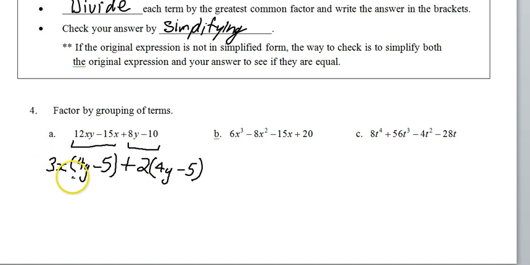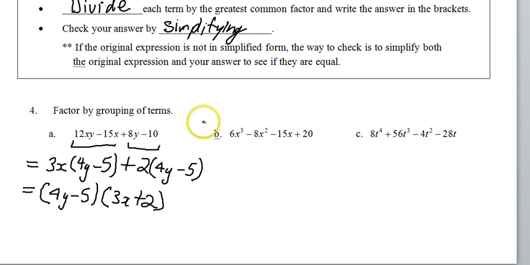And really what I'm aiming for is to have this same factor of 4y minus 5 in both terms. So the common binomial factor is 4y minus 5, and we're left with 3x plus 2. And close parenthesis. Okay, again, we're going to group the terms. I want to factor this group and factor this group.